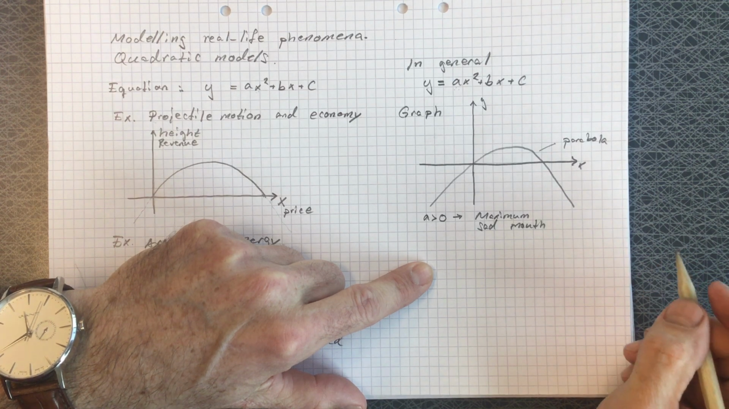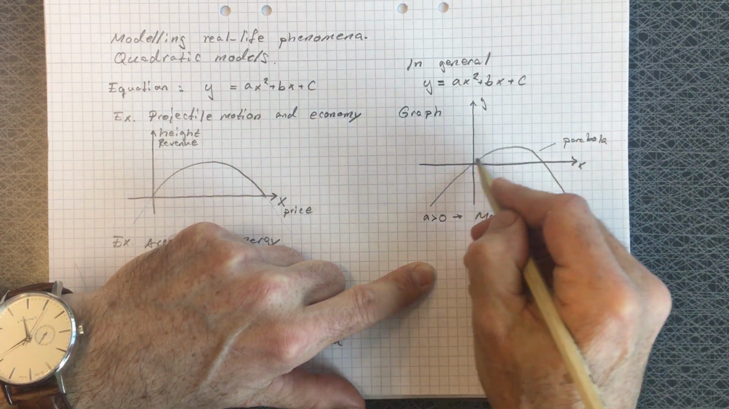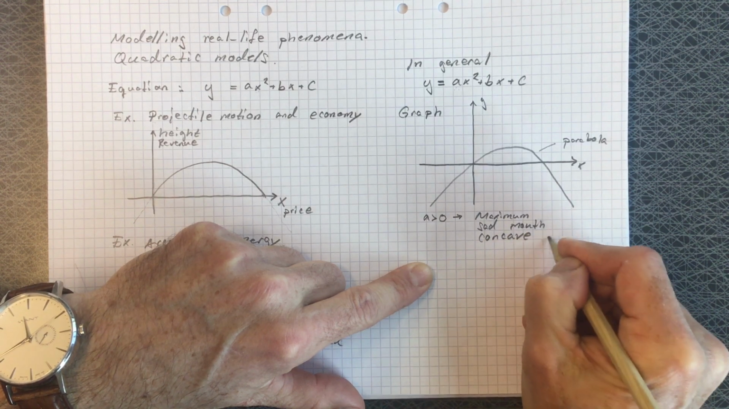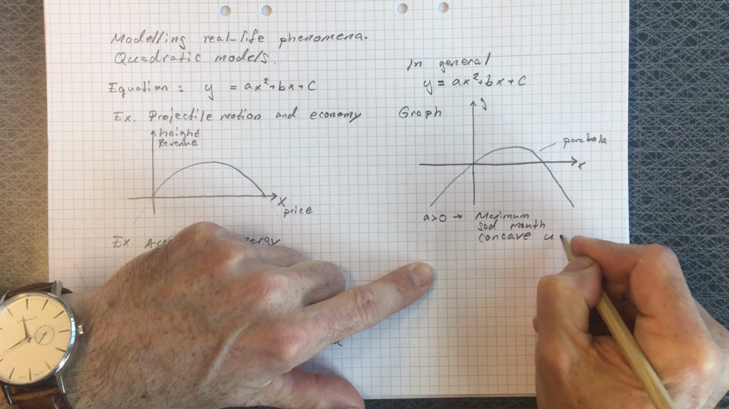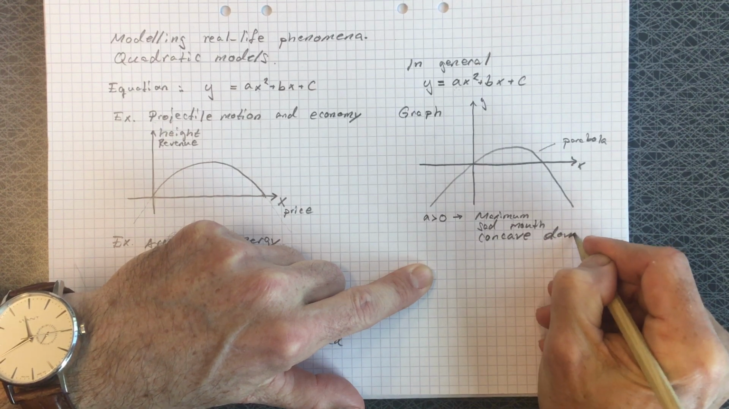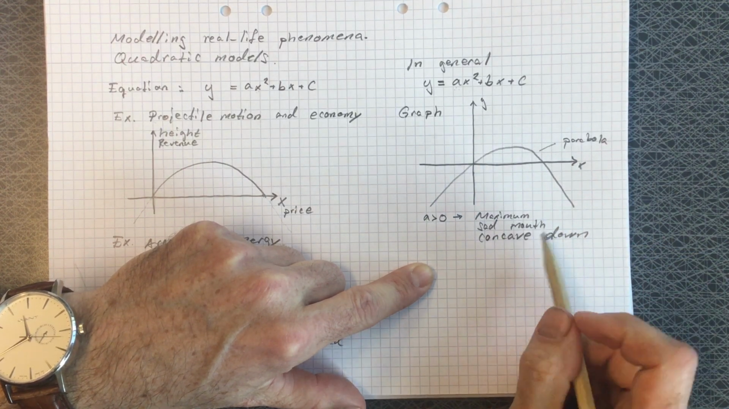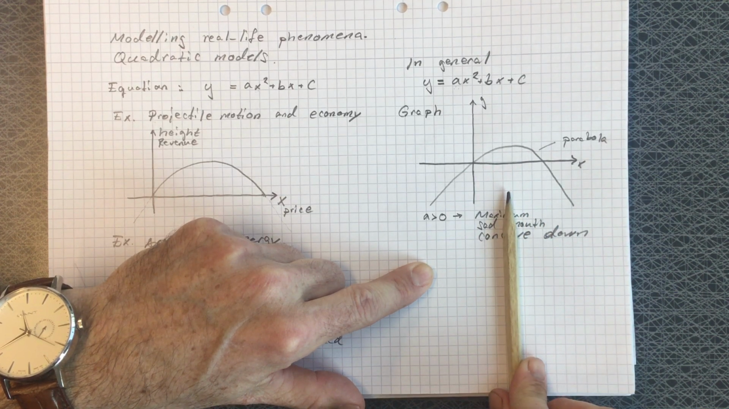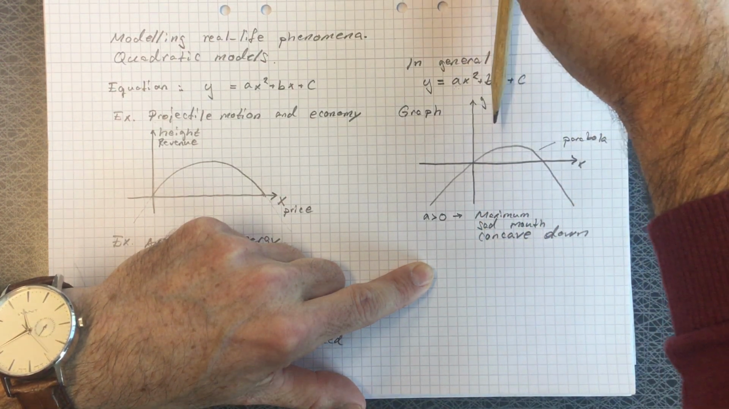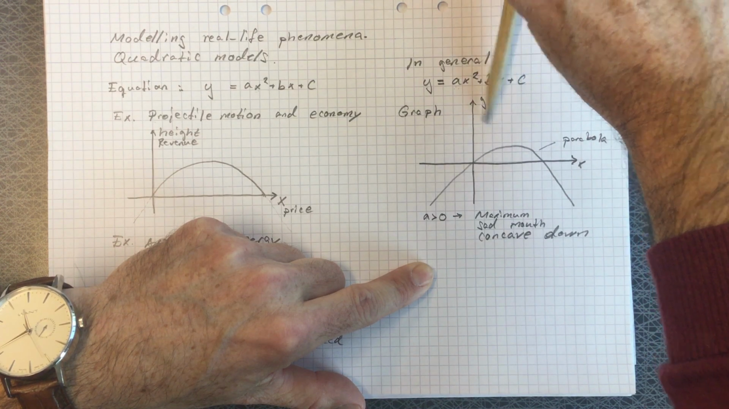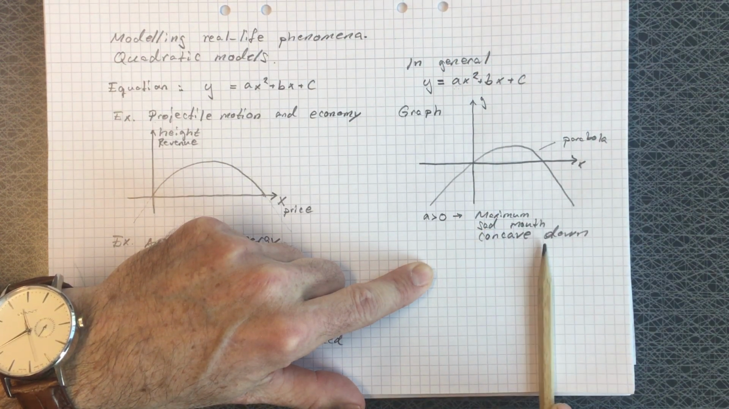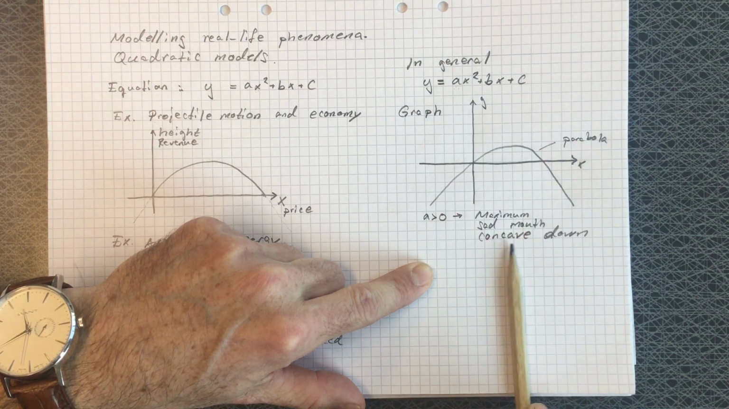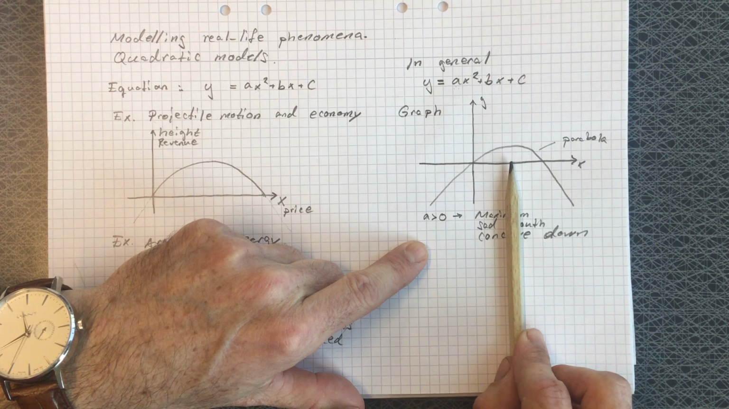And in maths, we also say that this graph is concave down. Concave if you look at it from below. If you look at it from upside, it's convex. But from down, it's concave. Concave down. So these are some words that describe this graph.